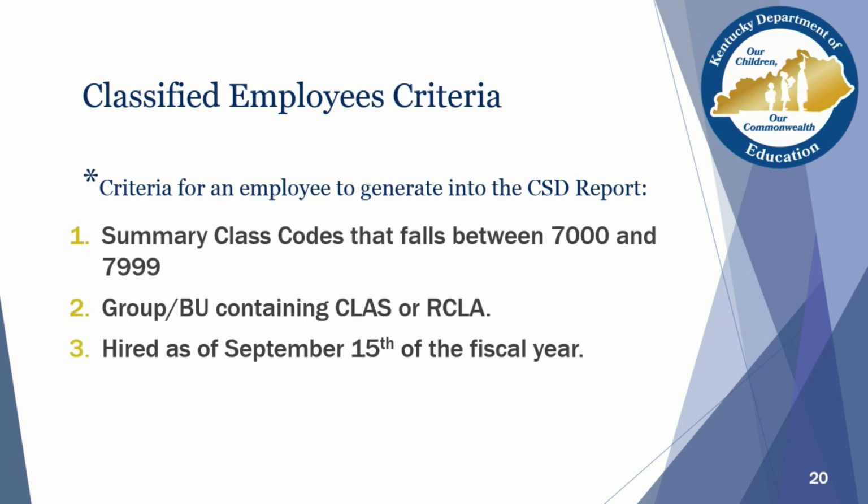So criteria for someone to pull into the CSD report, they need a summary class code that falls between 7000 and 7999, a group BU containing CLAS or RCLA, and hired as of September 5th of the fiscal year.